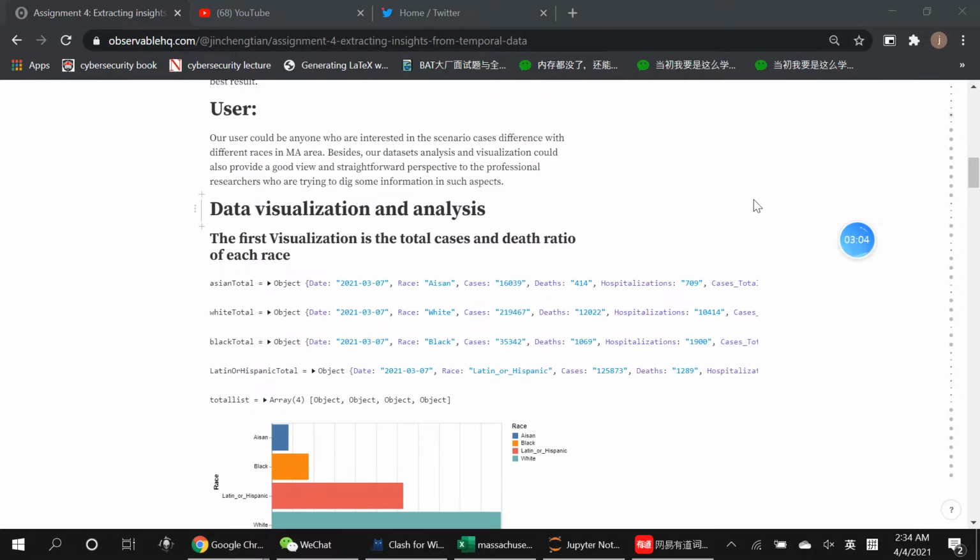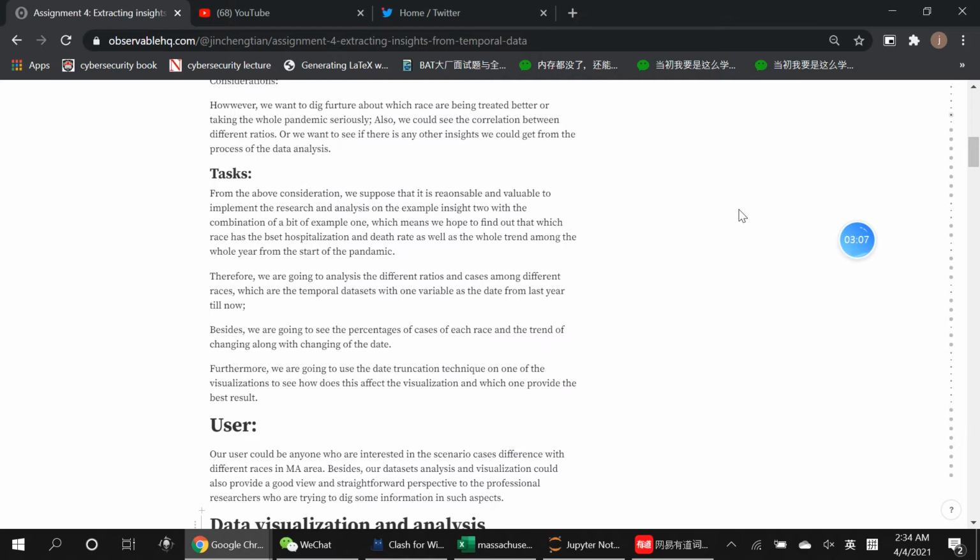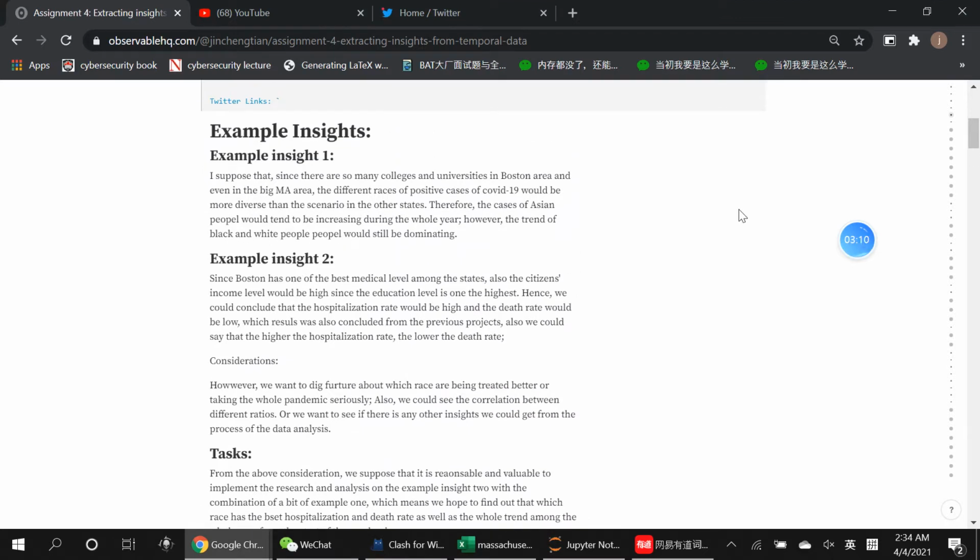Initially we have two example insights. We conclude that in the Massachusetts area, people have a higher education level. Because of the race diversity, we can easily say that there are going to be a lot of diverse race cases affected by COVID-19. We also suppose that the higher the hospitalizations are, the lower the death rates are going to be.